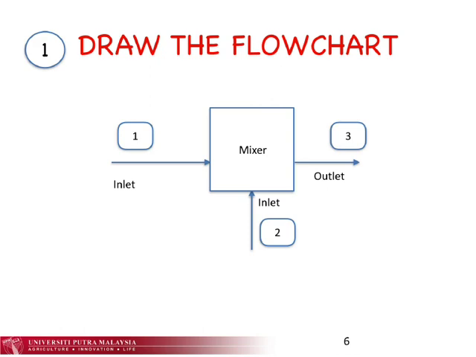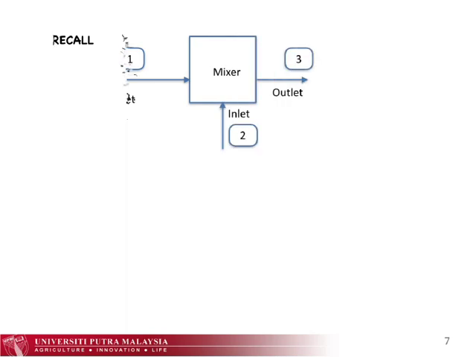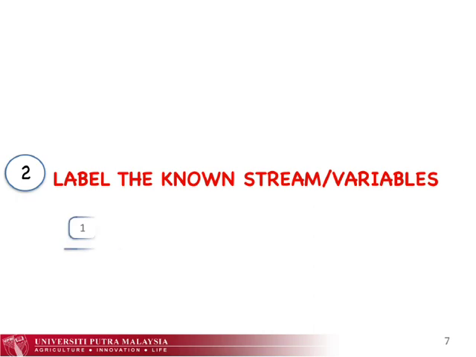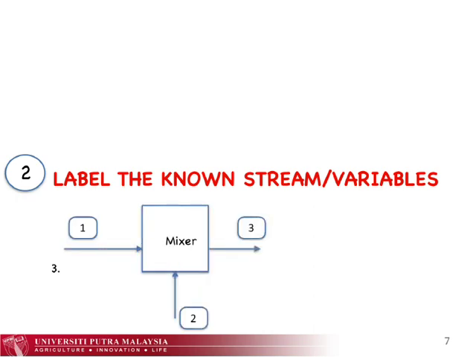Next, recall that a mixer has 2 inlets and 1 outlet stream. What we are going to do next is label the known streams or variables from the described process description and put them into the block diagram. Here, benzene is flowing in through stream number 1 at 3 kg per minute. Toluene is flowing in at 1 kg per minute in stream number 2. For stream number 3, we have yet to identify the values.